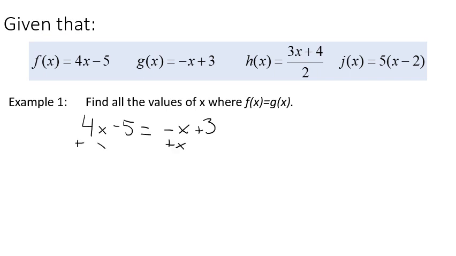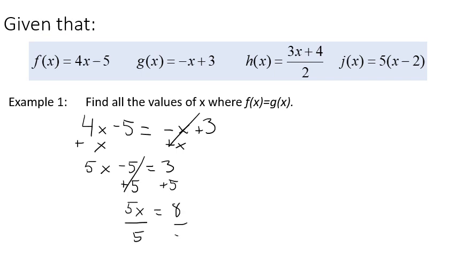And my x is on the same side. So 5x minus 5 equals 3. Get the numbers to the other side. So 5x equals 8. And to solve for x, I divide by 5. So my answer is x equals 8 over 5. So where x is 8/5, those two functions are equal.